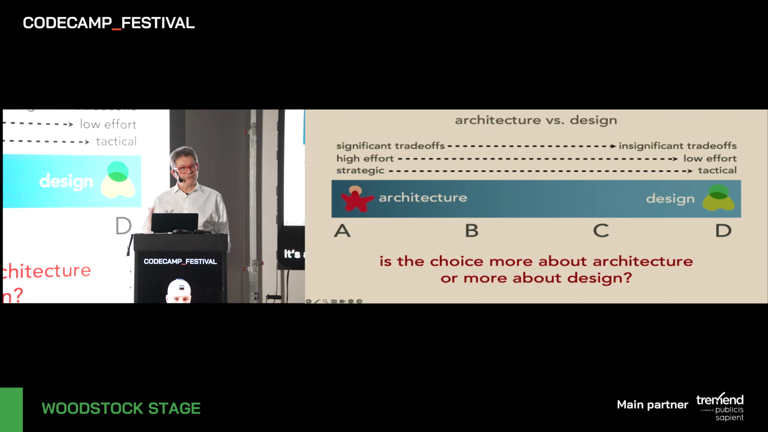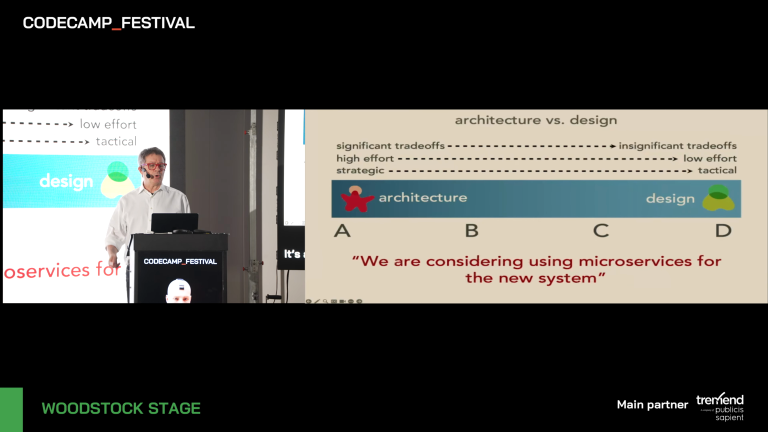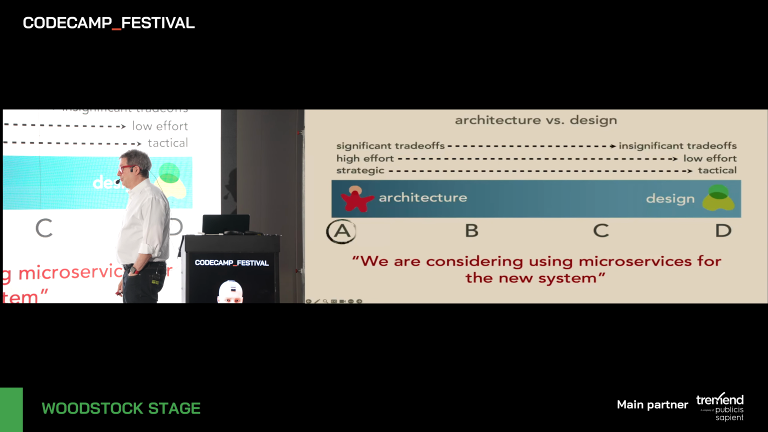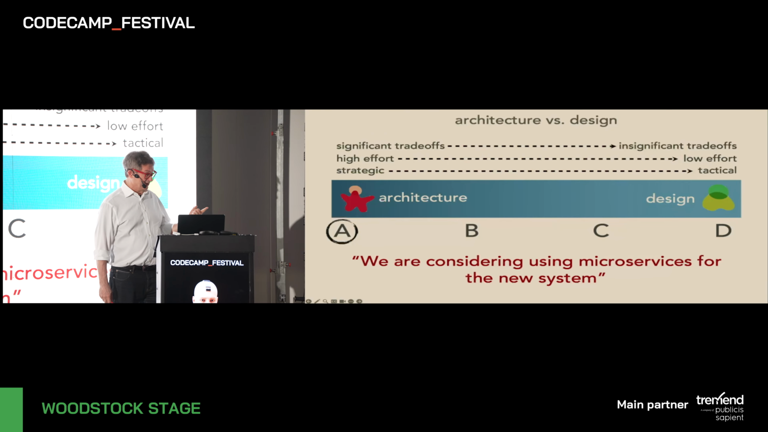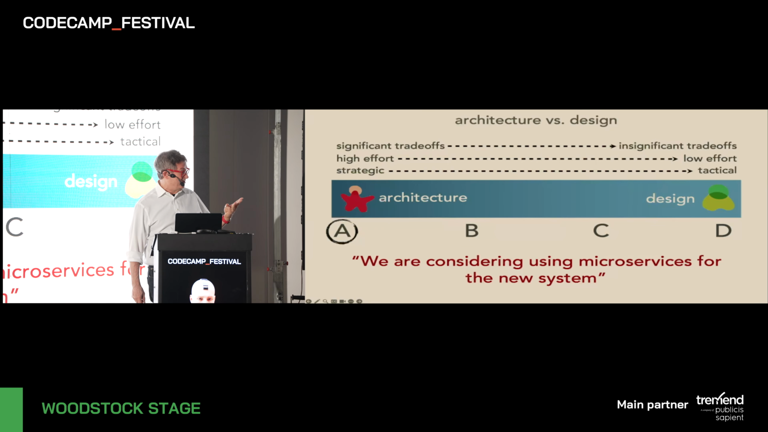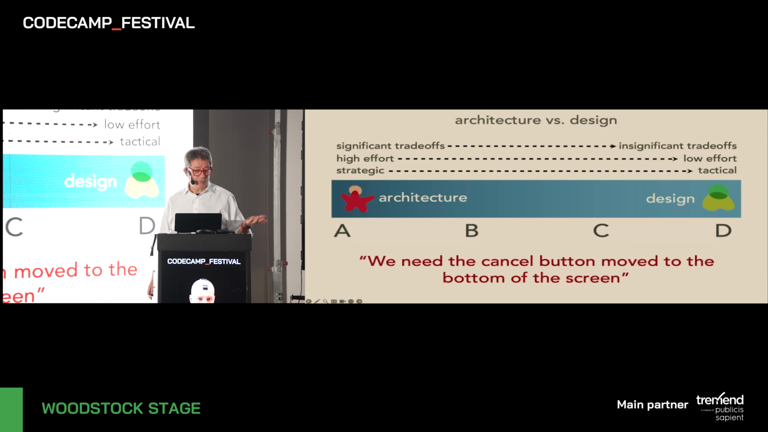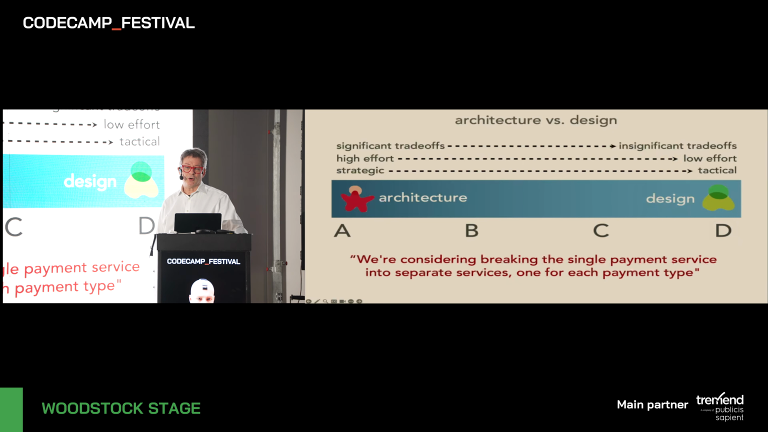And so you can ask yourself the question, when situations come up, is this really more about architecture or design? We're considering using microservices for the new system. Well, that one's pretty strongly architecture. It's strategic, it's very high effort, and there are serious trade-offs around data fidelity and transactionality and performance and responsiveness, et cetera. That one's pretty easy. Similarly, we need to move the cancel button to the bottom of the screen. Well, that one's clearly tactical and a lot easier. And guess what? Almost none of your decisions fall on the opposite ends of the spectrum. They're a lot more like this.